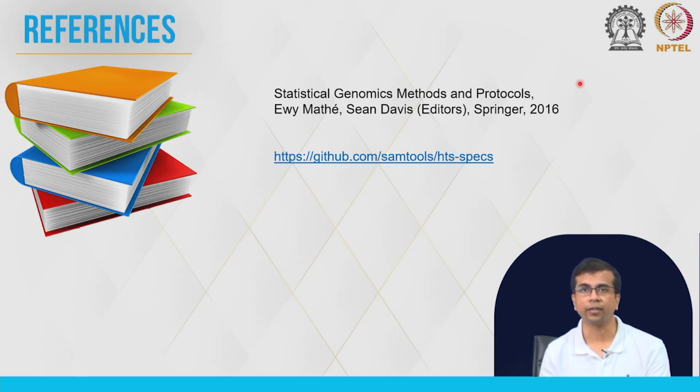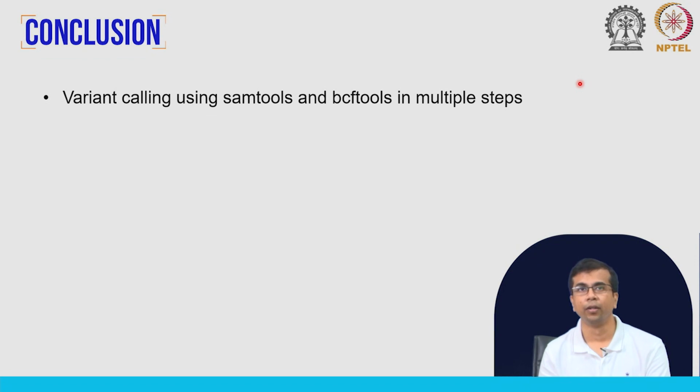So, here are the references that we have used for this class. To summarize, we have talked about variant calling using SAMtools and VCFtools in multiple steps, right. So, we have summarized this in this class. We have talked about the hands on that we have done, and we have mentioned the steps and the commands that we utilized. It might sound very complex, but once you do it yourself, you will see that each of these steps actually does something very important, and there are only a few main steps, which we have seen.